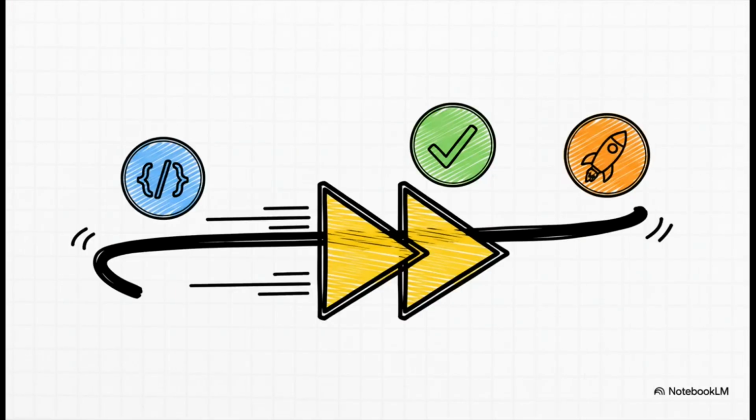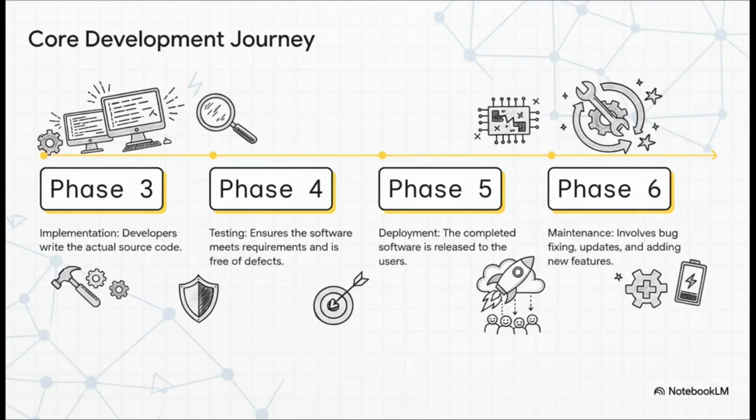So now the blueprint is ready, and this is where the project really starts to pick up speed. The next few stages are where Photosphere goes from a bunch of documents to a real, tangible thing you can actually use. Let's see how that happens. First up, Phase 3, implementation. This is where the magic happens. The developers take those design documents and start writing the actual code for Photosphere.